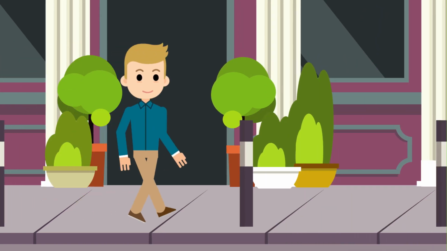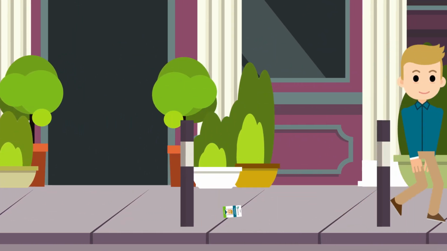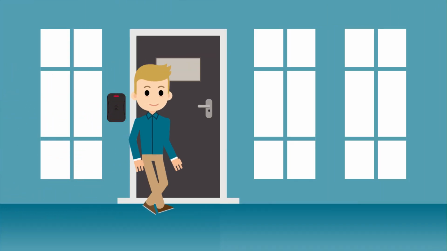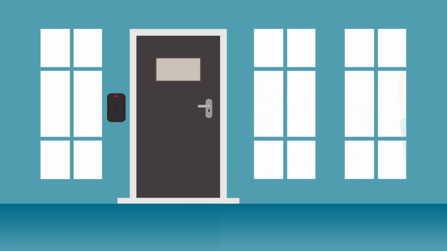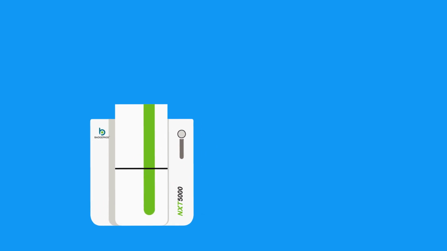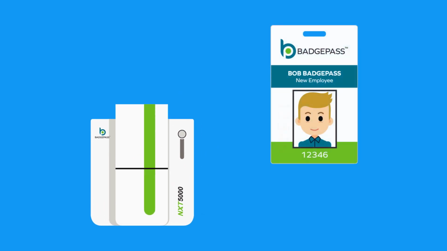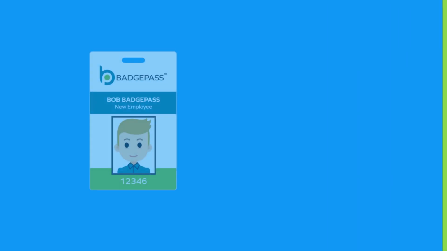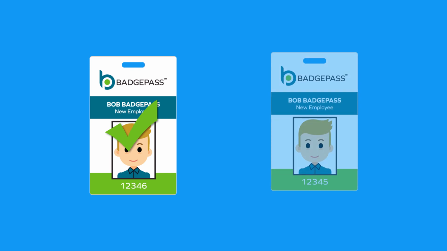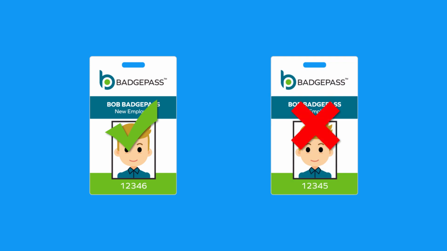2 weeks after having his badge printed, Bob loses it. He immediately heads to the HR office to have a replacement ID printed. Just like his first ID, the BadgePass system reads the encoded badge number during the print process, assigning and activating it at the same time. When the new card is activated, the lost badge is automatically deactivated, ensuring that nobody can use Bob's card if they find it, and protecting the facility from unwanted access.